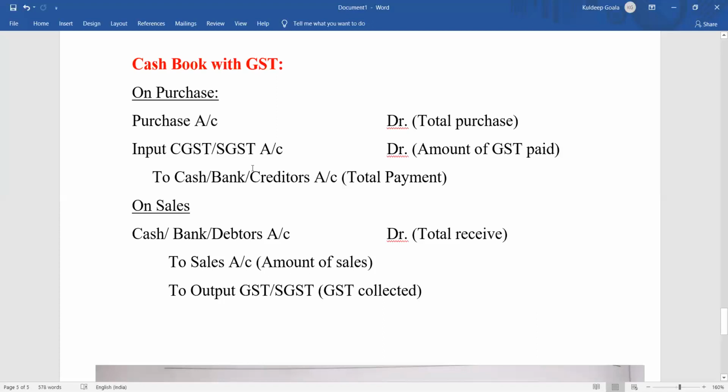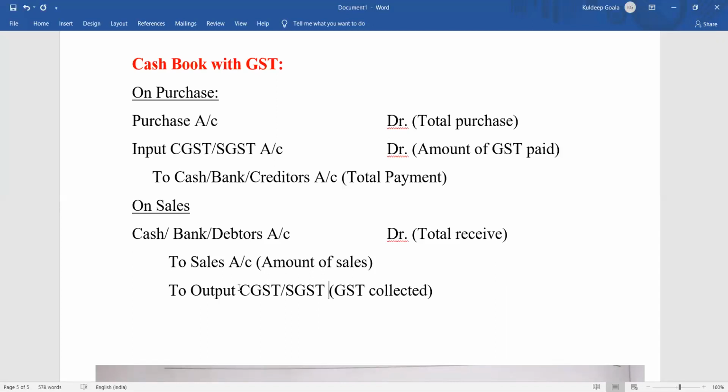And what will happen? If I sell goods, I get the money. We get money for two things: one, for the amount of goods that I'm selling, and another, the GST amount. So it will be cash account debit, that is the total of goods amount and the GST amount, to sales account. Sales account will be the value of the goods we are selling, and along with that, to output CGST and SGST, depending on the question. If nothing is mentioned, then only CGST and SGST will do. And if IGST is mentioned, then IGST also we have to record. That will be another collection.